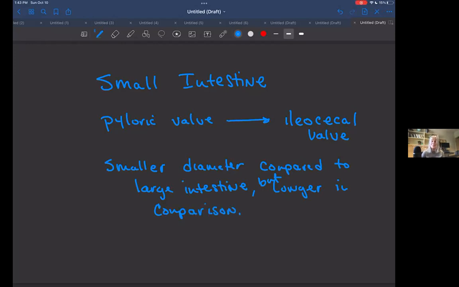Okay, so the small intestine actually has 3 parts. The first part, which is a relatively short section, but which is super important, is called the duodenum. And then we have the jejunum. And then we have the ileum.